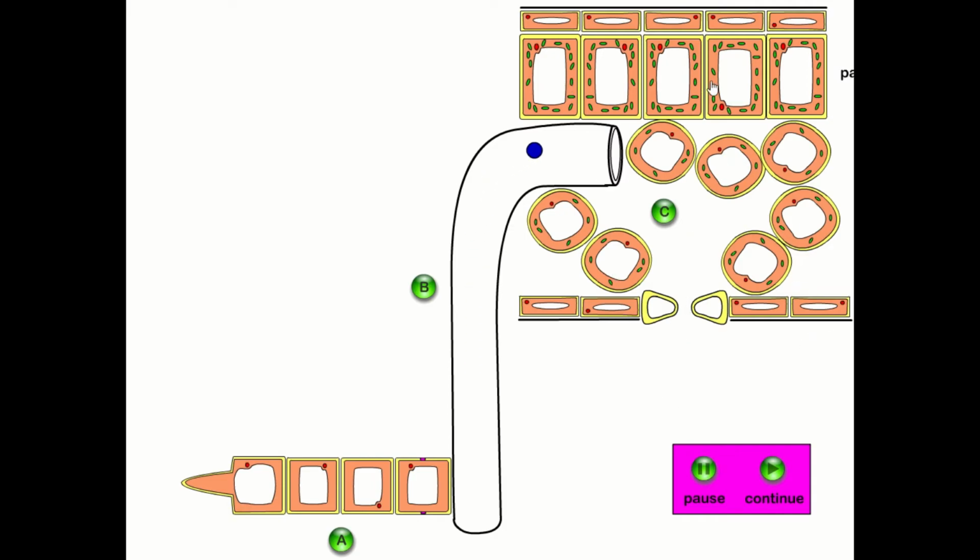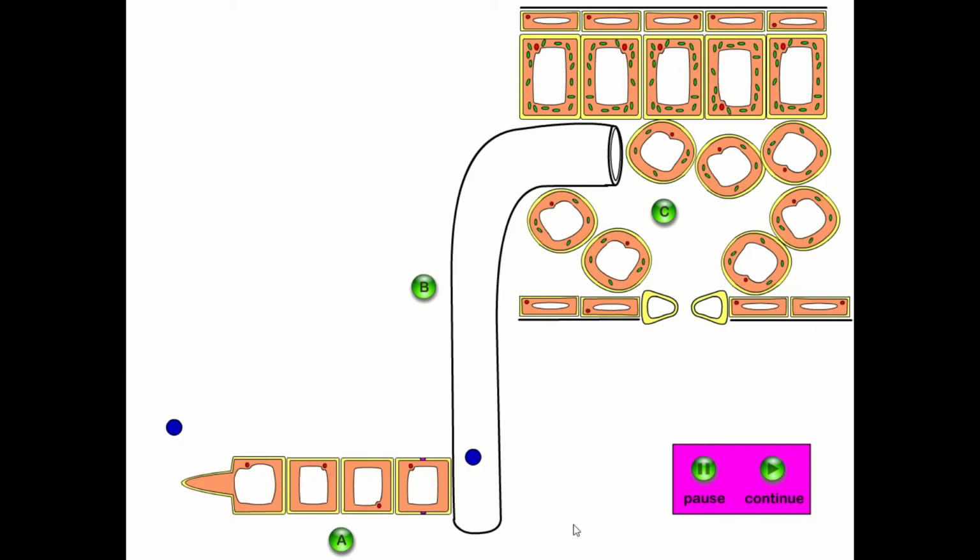Up here are the palisade cells, and we know they're palisade cells because they're packed full of chloroplasts. We've got our epidermis on the top. We've then got the spongy mesophyll, these ones here, and the air space. We've got our guard cells here, the stomata in the middle, and then the lower epidermis there.